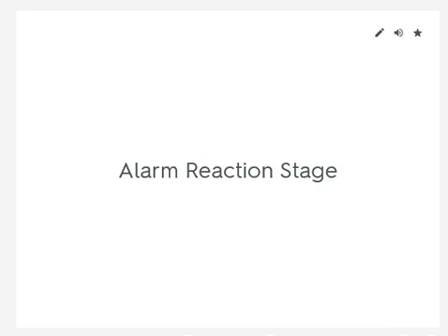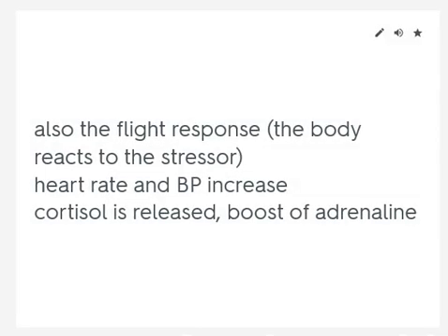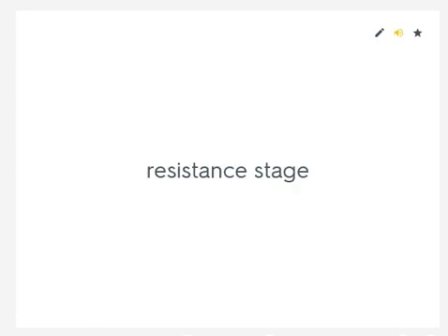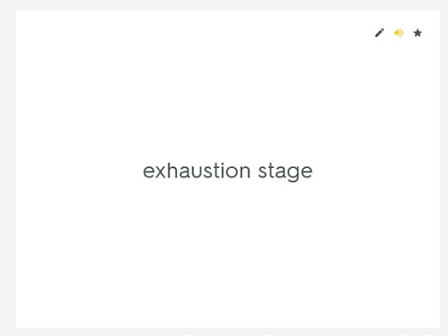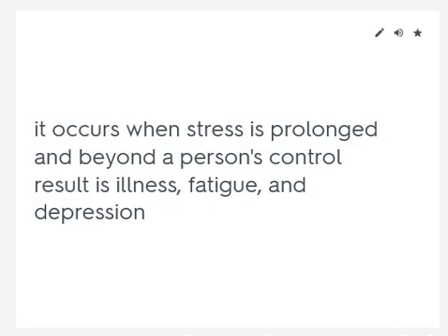Alarm reaction stage: also the fight or flight response, heart rate and BP increase, cortisol is released, boost of adrenaline. Resistance stage: second stage of the stress response, body attempts to return to normal, normalizes hormone levels and vitals. Exhaustion stage: it occurs when stress is prolonged and beyond the person's control. Result is illness, fatigue, and depression.